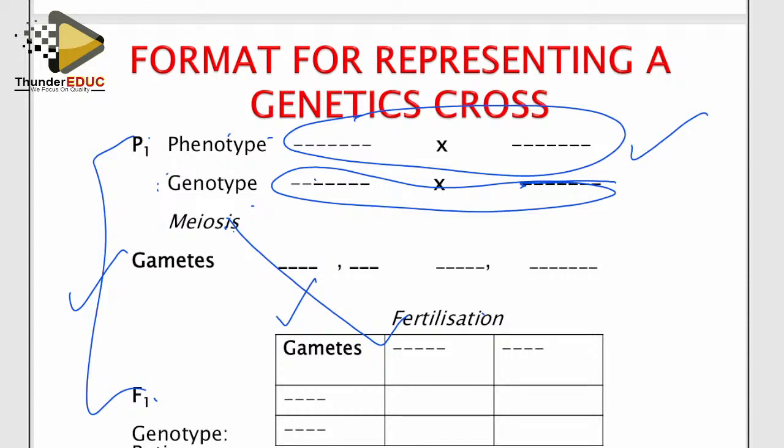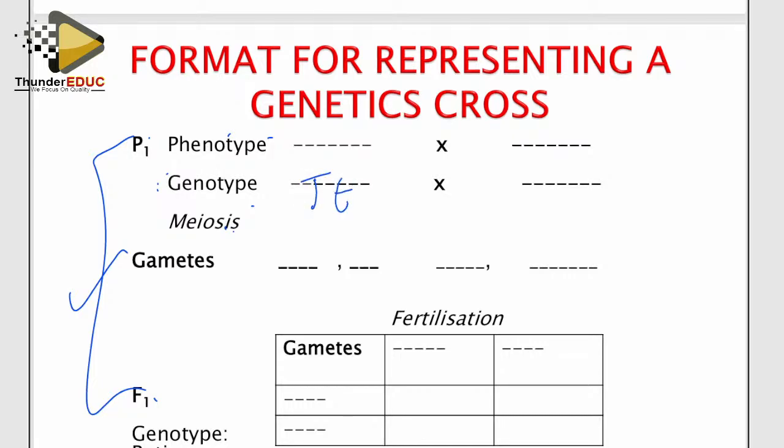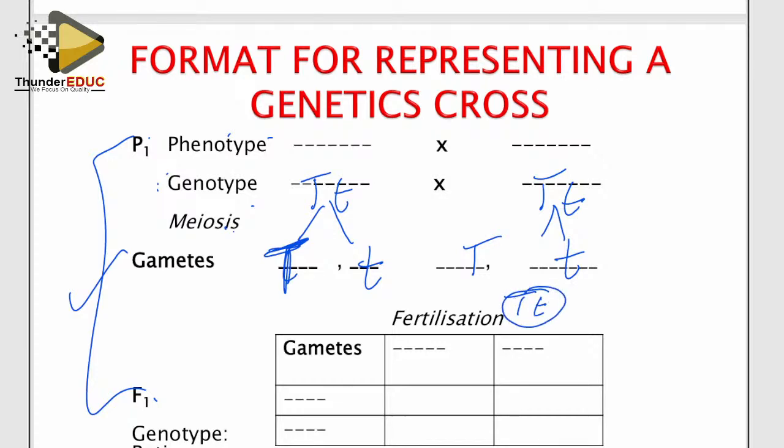Once you get that, let me show you another mistake students make here. You have capital T, small t, capital T, small t, for example. Then meiosis takes place, and this one must be separated. This is capital T, this is small t. Guys, please, I beg you, don't write this one here and this one there. We are going to call this a genotype. So there must be space in between.